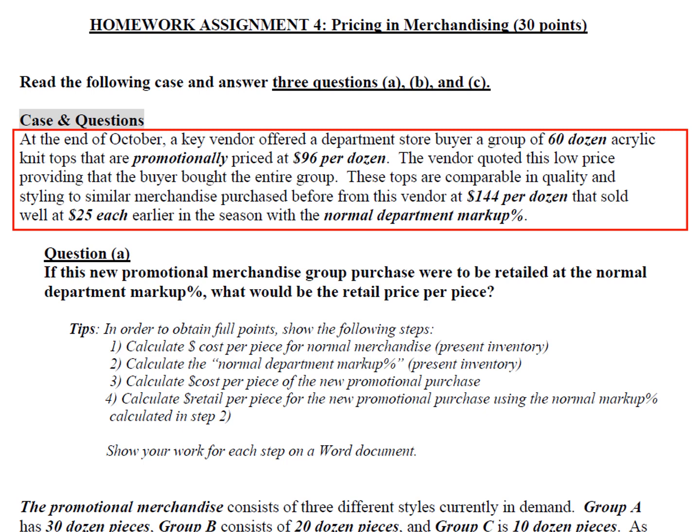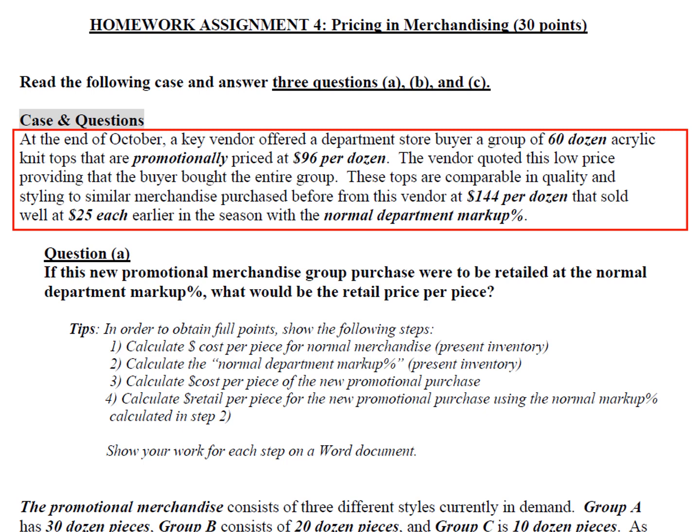Okay, so the first part of the case story is this. At the end of October, imagine yourself as a buyer. You have a key vendor who approached you and offered a group of 60 dozen knit tops. And 60 dozen, in terms of number of units, would be 60 times 12 units, right? The vendor is giving the offers in number of dozen units, which is very typical for knit products.